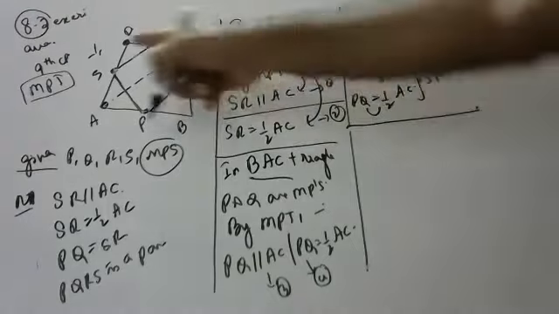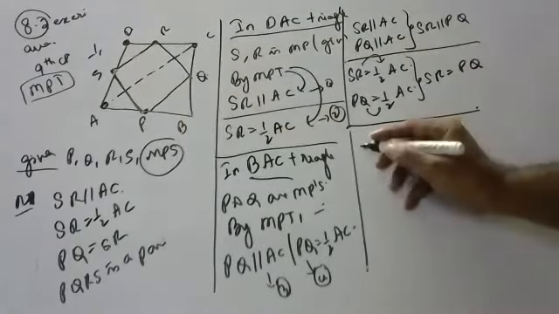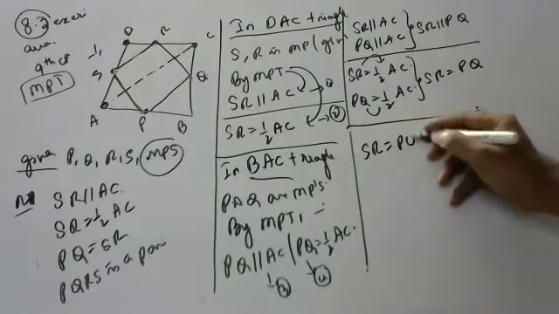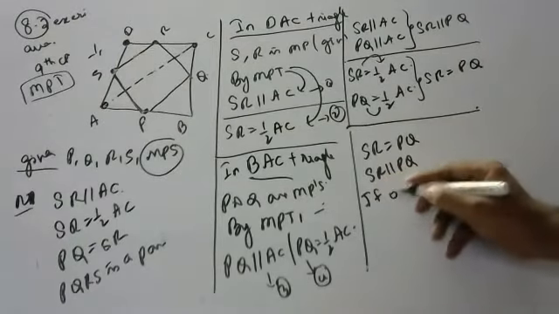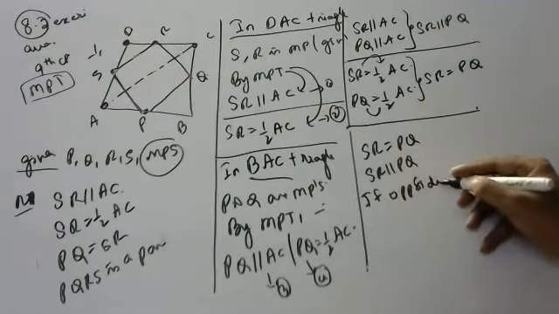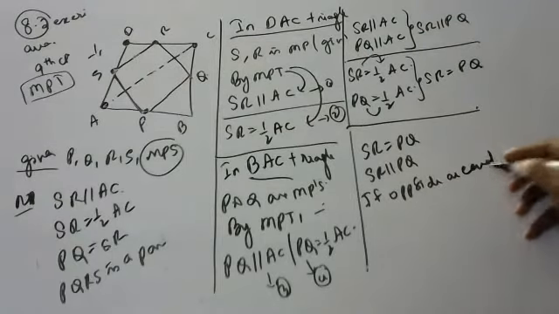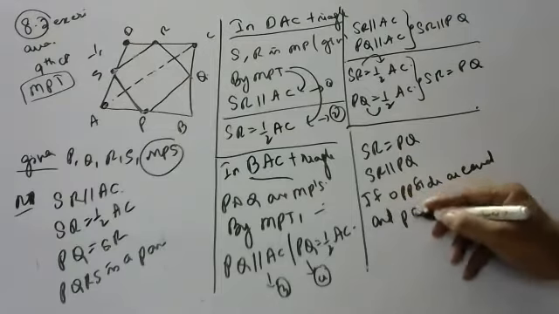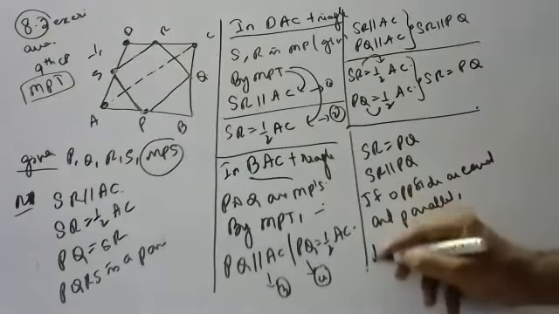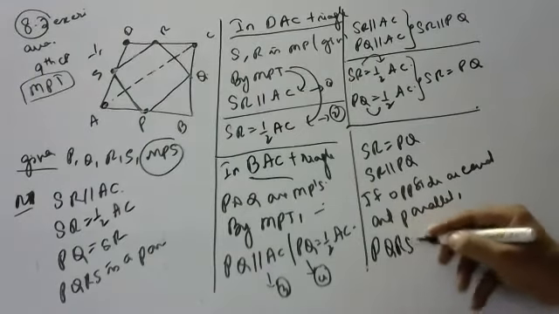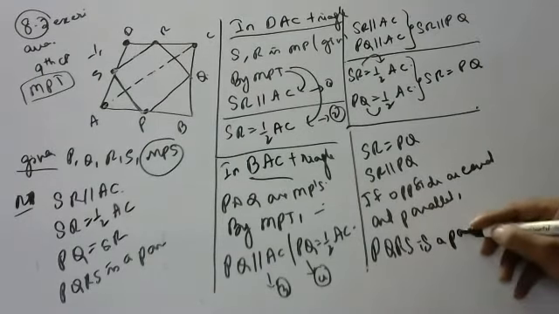I wrote here SR is equal to PQ. I wrote here SR is parallel to PQ. If opposite sides are equal and parallel, what can I say? It's a parallelogram. PQRS is a parallelogram.